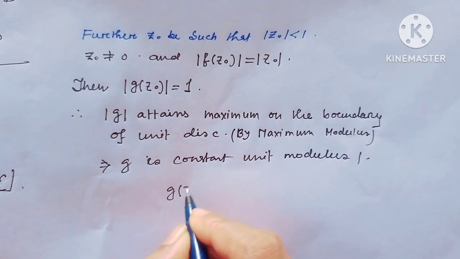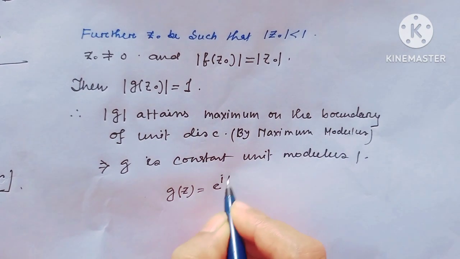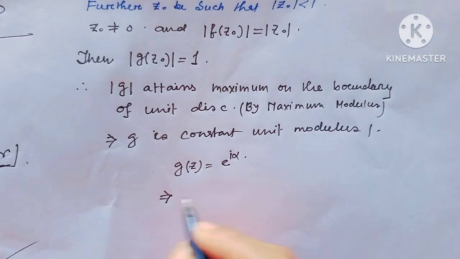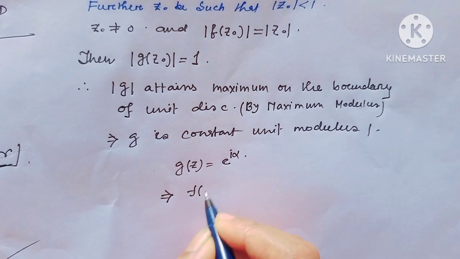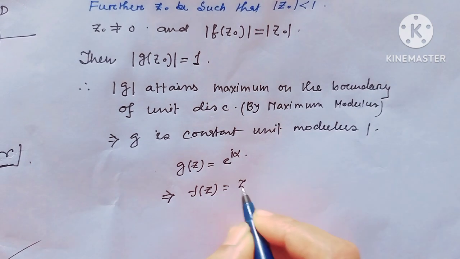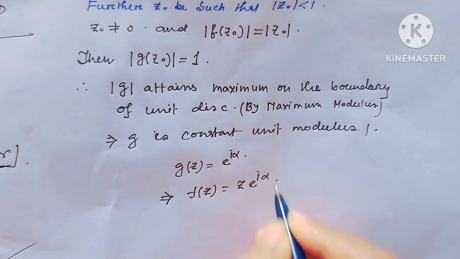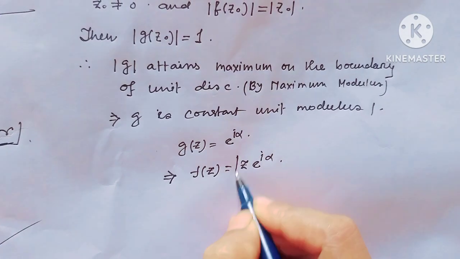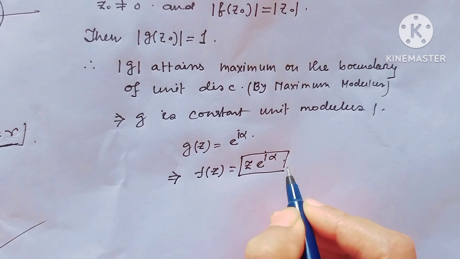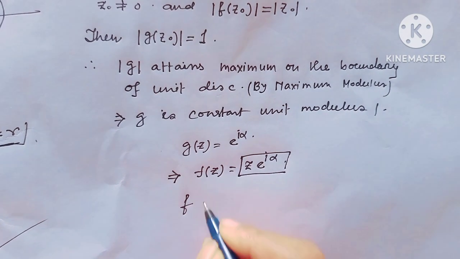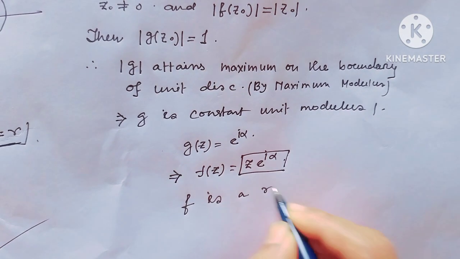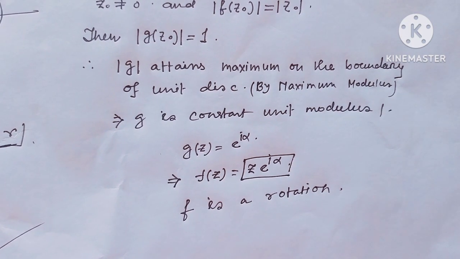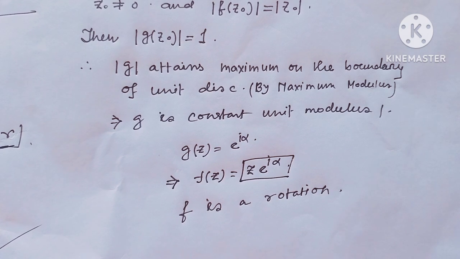That means G(z) equals e to the power i alpha, and since G(z) equals e to the power i alpha, that means f(z) equals z times e to the power i alpha. And we all know if f(z) equals z times e to the power i alpha, that means f is actually a rotation. I hope all my viewers have understood the Schwarz Lemma.